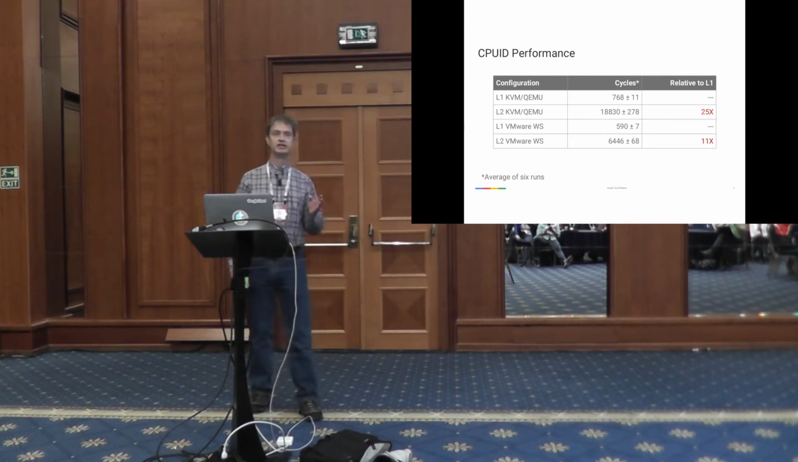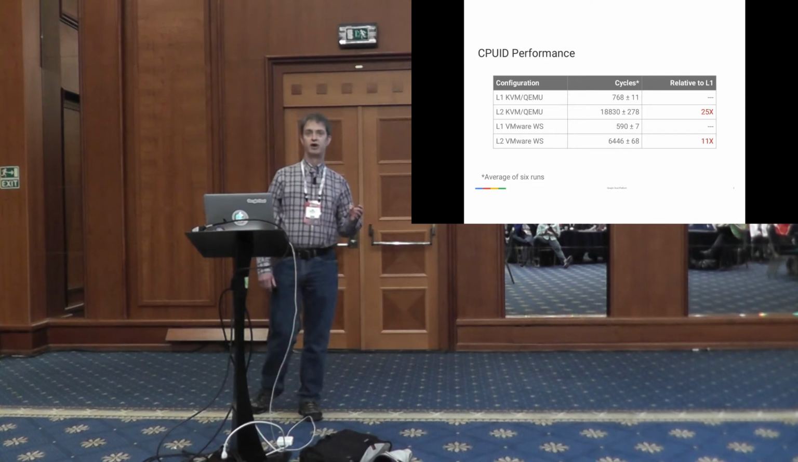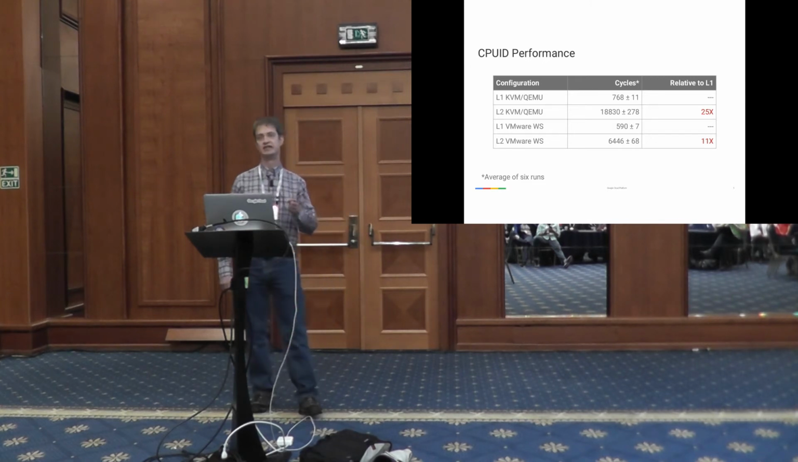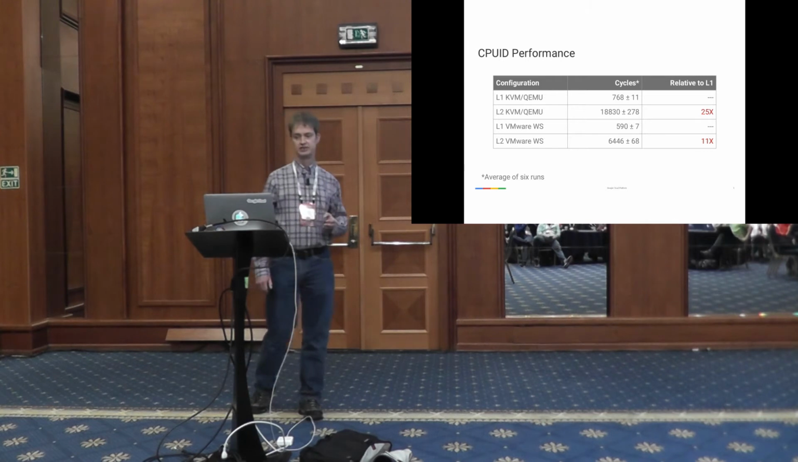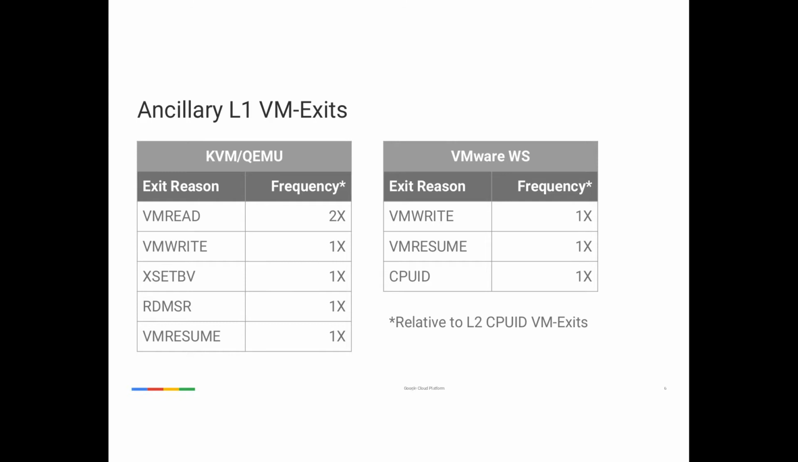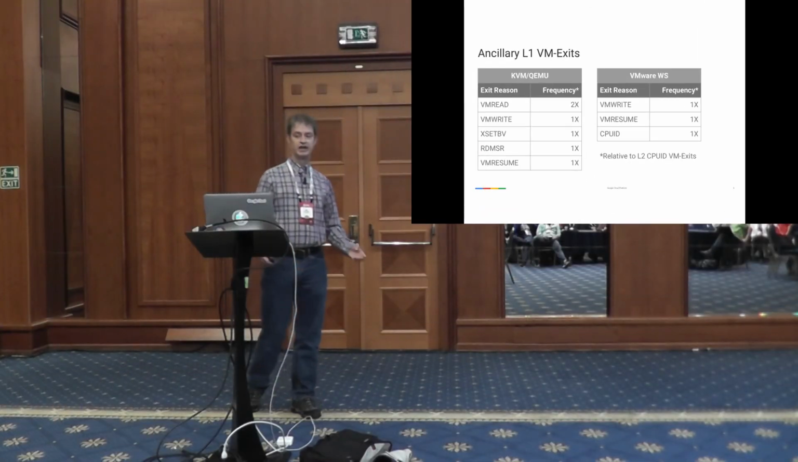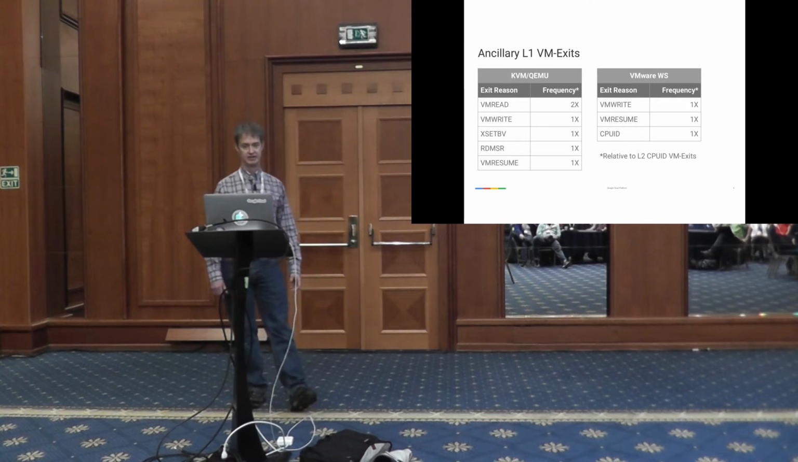Those of you who were in the ARM nested virtualization talk earlier today may recall that he talked about the problem of L1 inducing a bunch of VM exits as it's responding to an L2 exit. That's one of the first things I looked at, what I'm calling Ancillary L1 VM-Exits. These are VM exits that L1 causes because it's processing an exit that was forwarded to it from L0 because L2 had a VM exit.